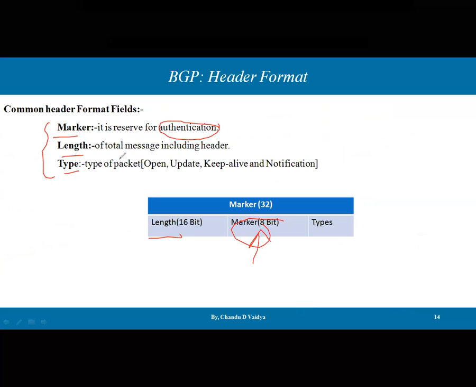And then there is the length. It is the total message length, including the header and then the data. And the type: there are four types of messages, or packets, available. That is open, update, keep alive message, and notification message. This is the backbone of the BGP protocol. These messages are very important in the BGP protocol, so let's take them one by one.